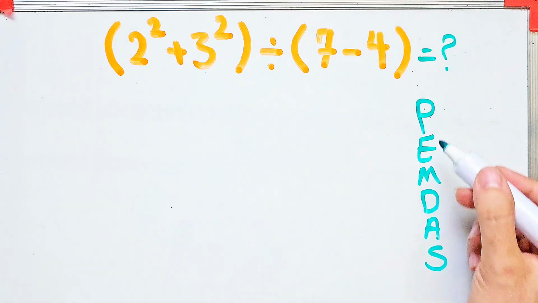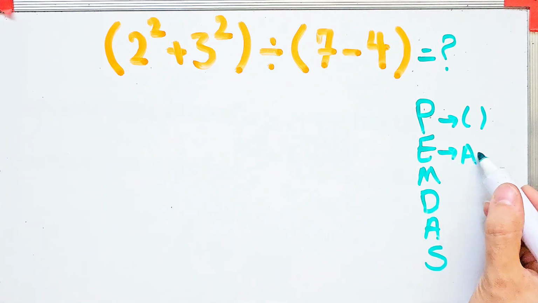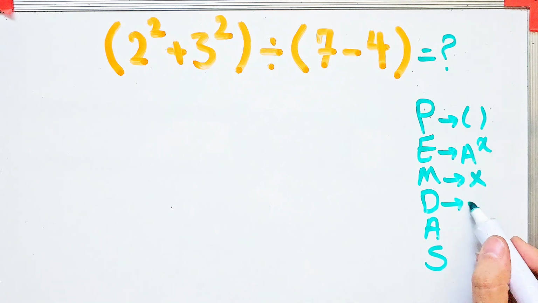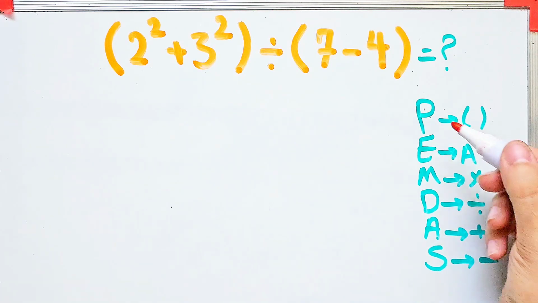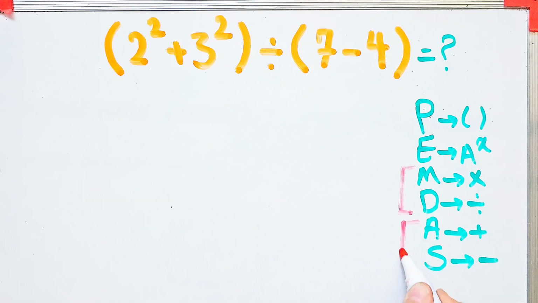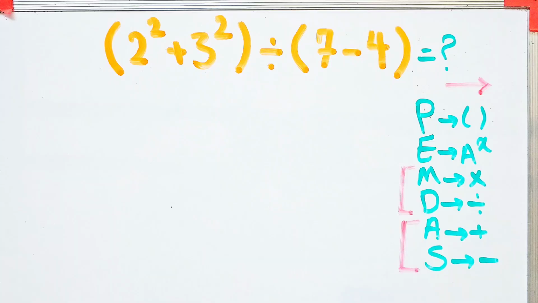In this rule, P stands for parentheses, E stands for exponents, M stands for multiplication, D stands for division, A stands for addition, and S stands for subtraction. Don't forget, the multiplication and division have the same level of priority. Also, addition and subtraction have the same priority. When we have both in an expression, we start from the left and simplify the question.